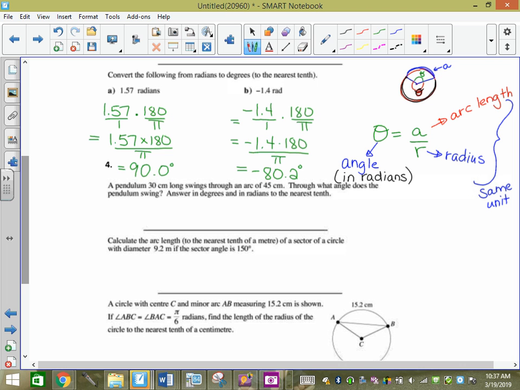So let's look at a question. A pendulum, 30 centimeters long. There's my pendulum. It's 30 centimeters long. Swings through an arc of 45 centimeters.